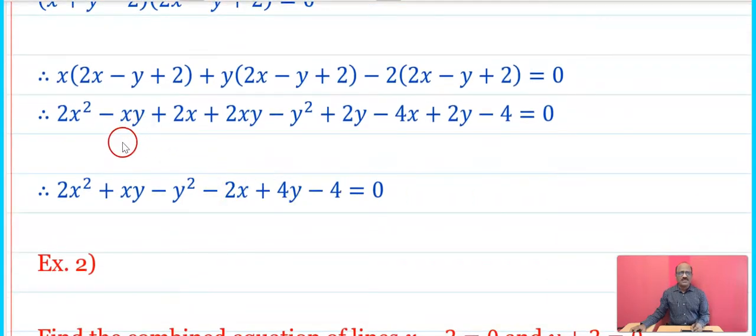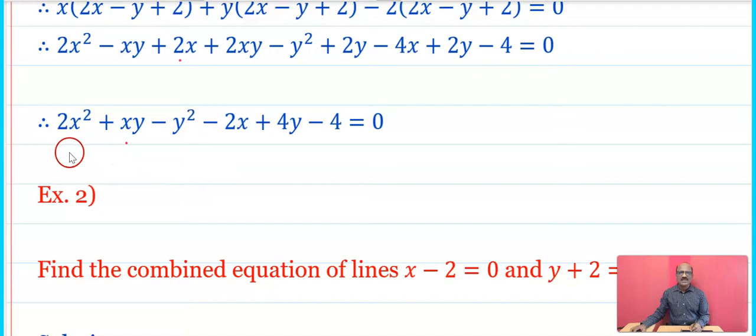And therefore, the joint equation is 2x square. How many xy terms are there? There is minus xy and plus 2xy. Overall, you will get plus xy. Next is the term of y square, a single one, minus y square. The terms of x: here is plus 2x and minus 4x, then you will get minus 2x. And what about y? The terms of y: here is plus 2y and plus 2y, that will make 4y. Minus 4, and that equals 0. Therefore, the joint equation is 2x square plus xy minus y square minus 2x plus 4y minus 4 is equal to 0.